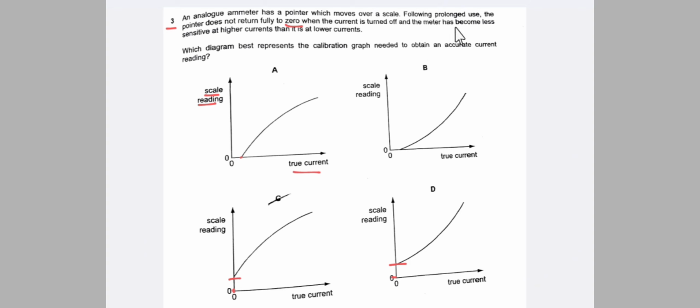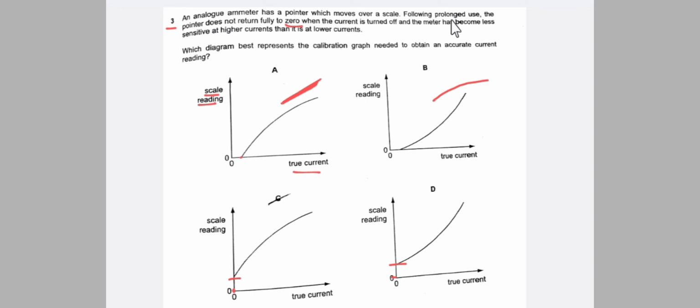Then, the meter becomes less sensitive at higher current. That means at higher current, instead of moving like a straight line, the scale reading is less compared to the original value. So which graph best represents this result?